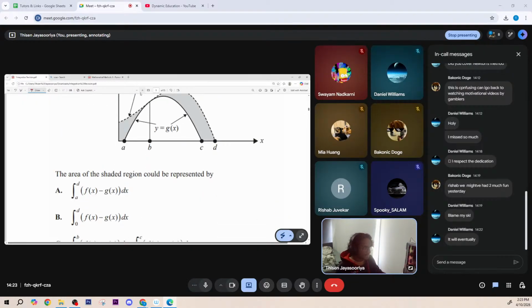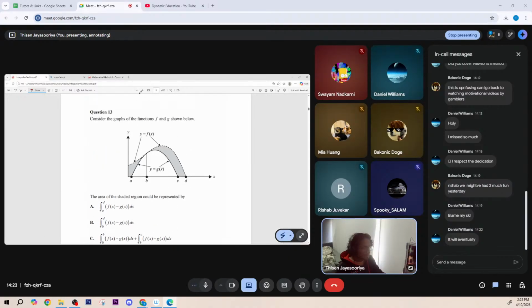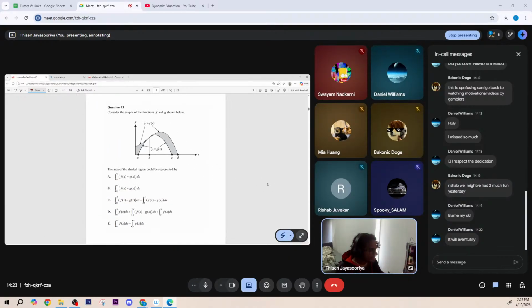So here, we have these two. And it says, consider the graph of the function f and g shown below. The area of a shaded region could be described by.